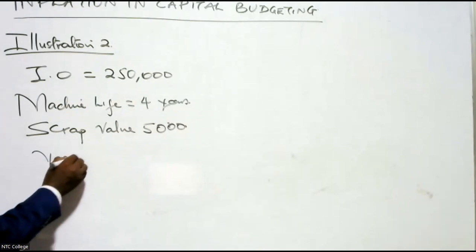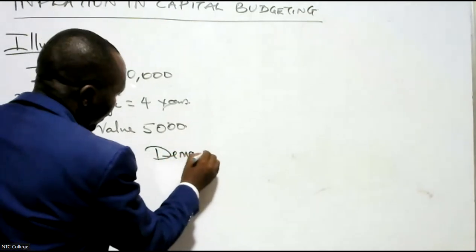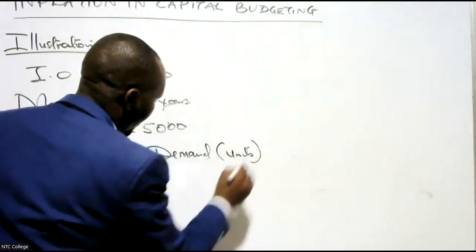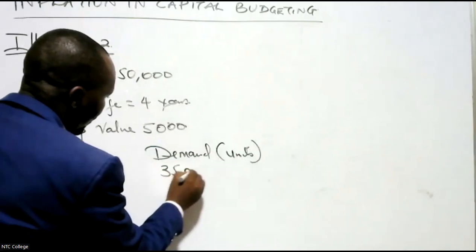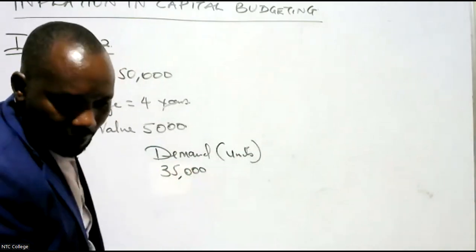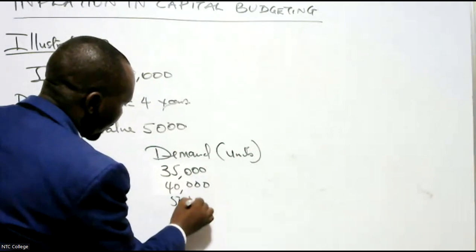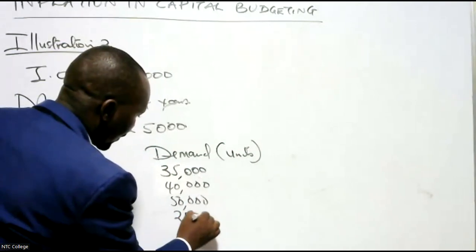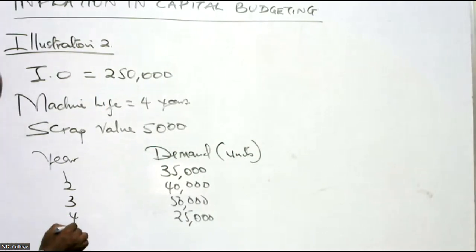The cash flows are given as year 1. Then we have demand in units. So we have year 1, 35,000. We have 40,000. We have 50,000. We have 25,000. Then year 1, year 2, year 3, year 4. So 4 years.